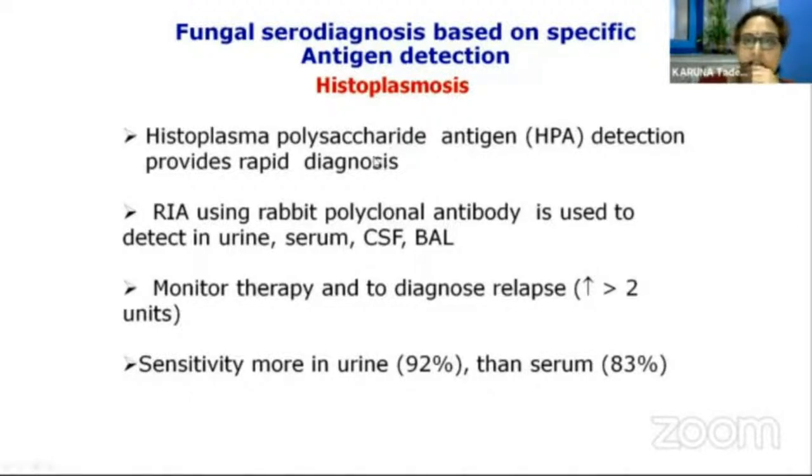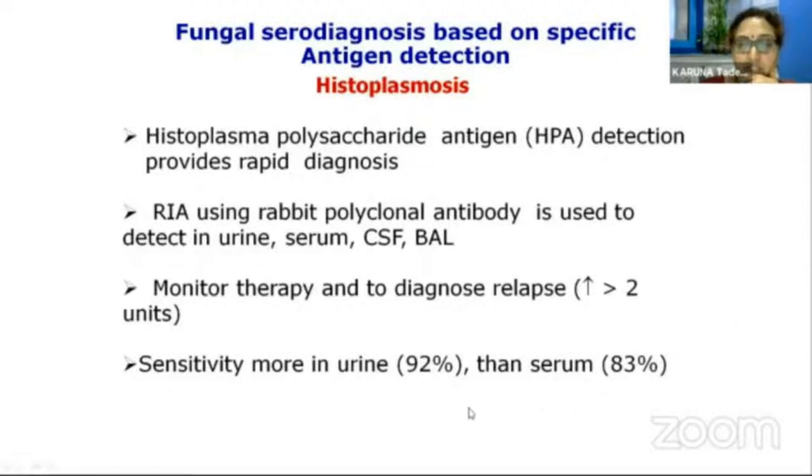Histoplasmosis antigen detection, Histoplasma polysaccharide antigen detection. Again, it provides a rapid diagnosis. Radioimmunoassay using rabbit polyclonal antibodies is used to detect antigen in urine, serum, CSF, and BAL. We have to monitor therapy and to diagnose relapse. So these are the two conditions where Histoplasma antigen detection is very, very helpful. You can even monitor the therapy as well as relapse.